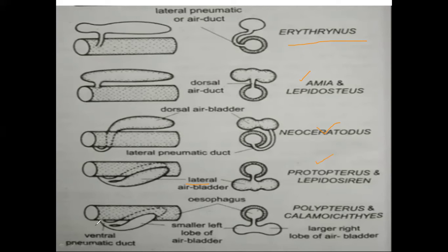And next is the ventral pneumatic duct present. I mean, the connection is present towards the ventral side. And in the lobes, the left lobe is smaller. So if you see the smaller left lobe of the air bladder and the larger right lobe, this is generally present in Polypterus and Calamoichthys. Done. So dorsal side, lateral side, ventral side, based on the sizes of this air bladder also, they have divided these many types.